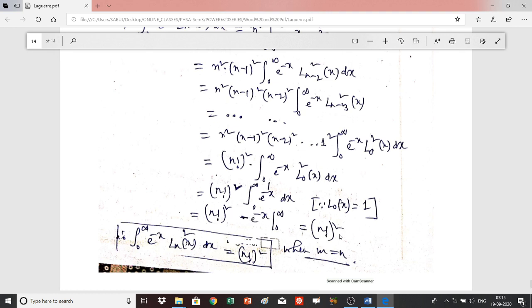So that is equal to n factorial square, and therefore you finally obtain the integral from 0 to infinity of e to the minus x, L n square x dx, which can be written as mod L n x, is equal to n factorial whole square, or mod L n factorial. This is orthogonal property number 2. So in this case we can easily find the two orthogonal properties obeyed by the Laguerre polynomial equation.